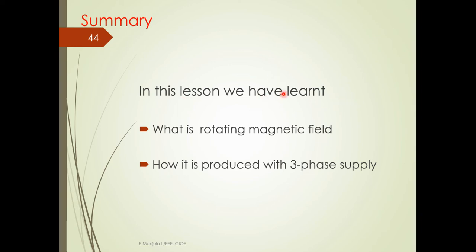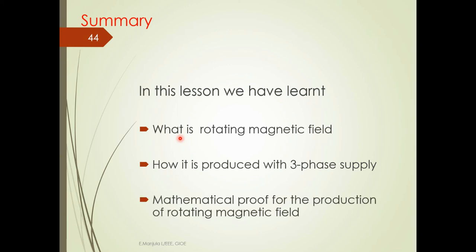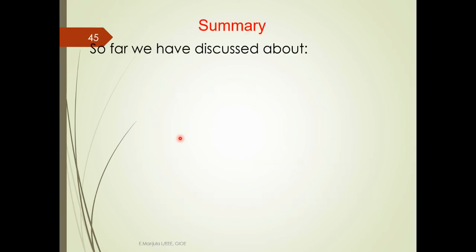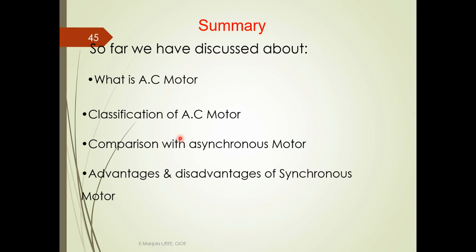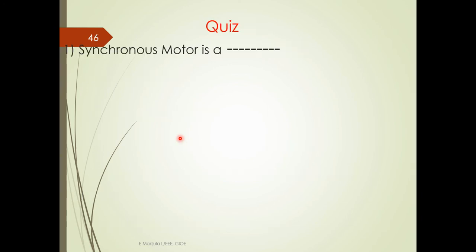So in this session, we have learnt about the rotating magnetic flux and how it is produced with a three-phase supply, and the mathematical proof of how it produces the rotating magnetic field. We also discussed AC motors and their classifications depending on different factors, compared them with the synchronous motor, and found the advantages, disadvantages, and applications of synchronous motors.